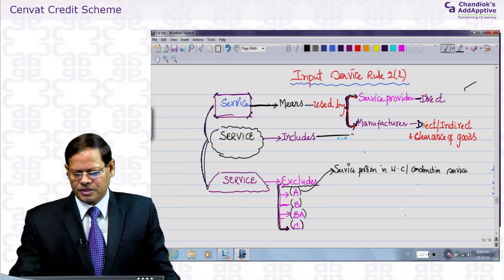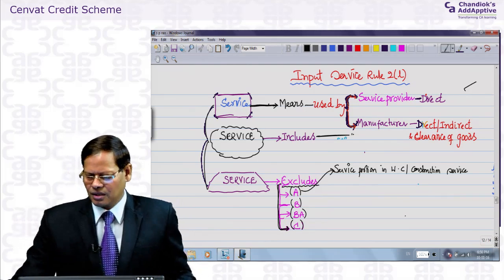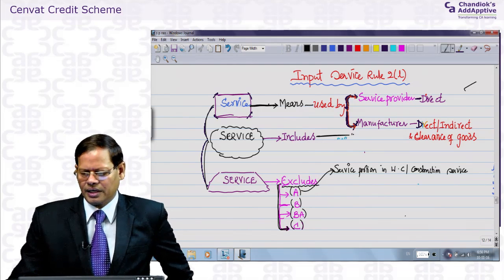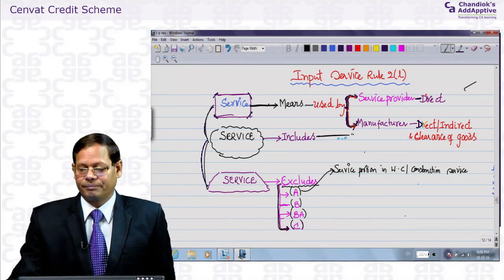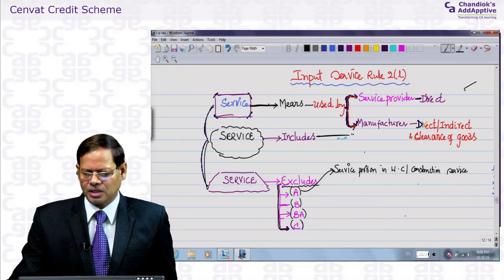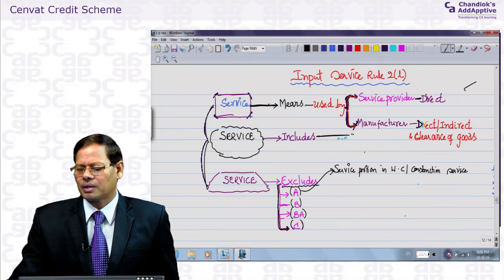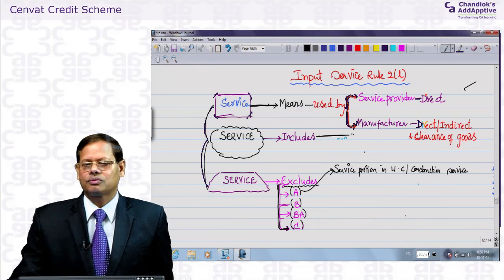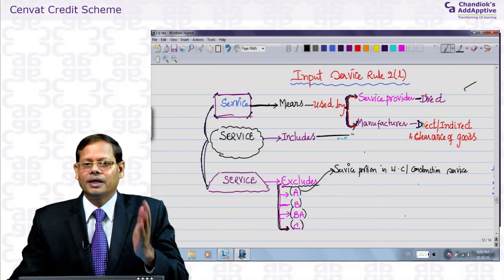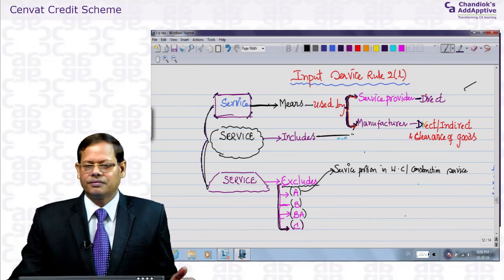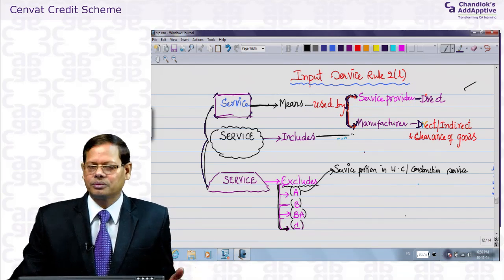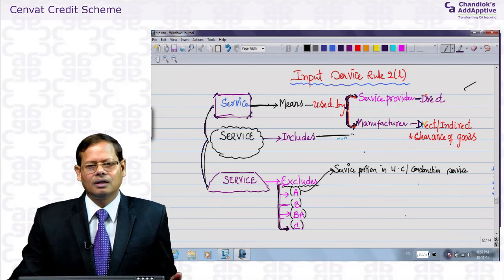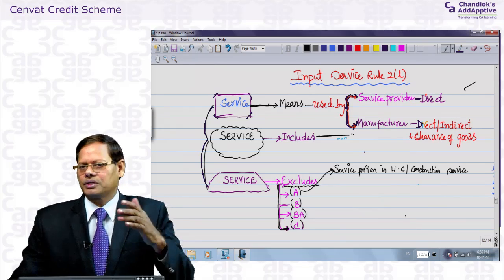And similarly, services of general insurance business, servicing, repair and maintenance, insofar as they relate to a motor vehicle which is not capital goods. Motor vehicle is not capital goods for them if it does not fall under A, B, C. If it does not fall under A or B or C, it is not capital goods. If it falls under A or B or C, then it is capital goods. For you, it is not capital goods.